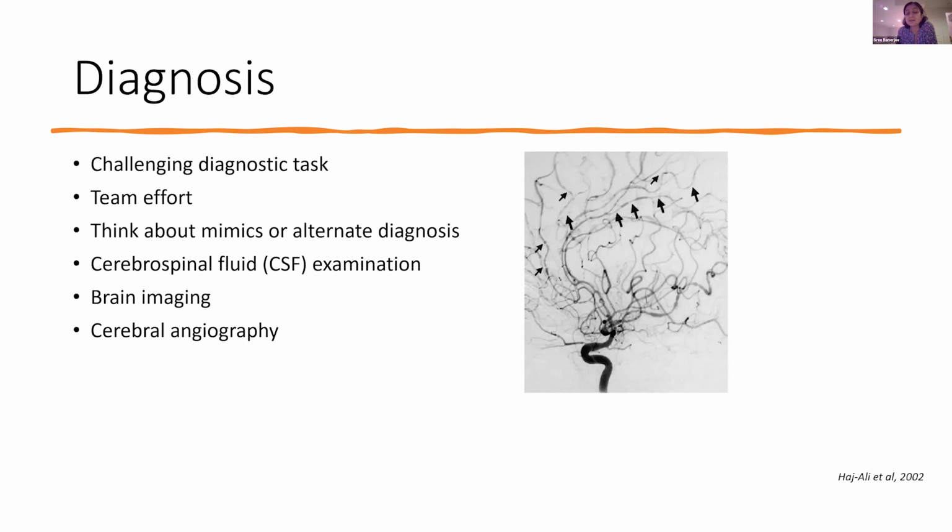And this is a picture of a cerebral angiogram of a patient who had CNS vasculitis. The black arrows show the areas of stenosis or narrowing of the blood vessels. And then finally, brain biopsies are helpful.